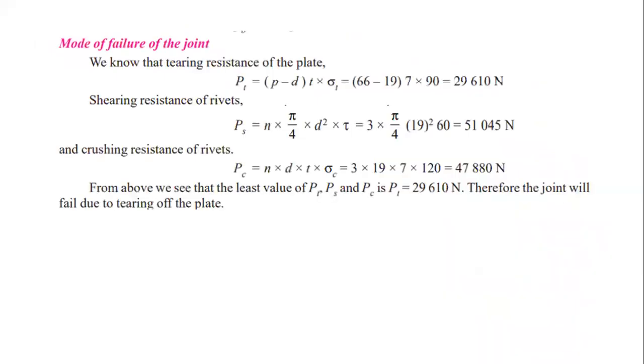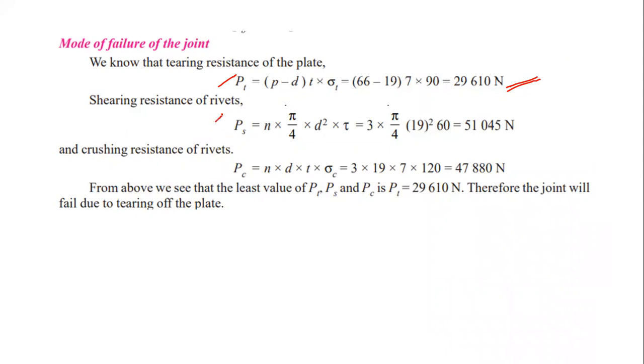Now to estimate the type of failure, you have to determine PT, PS and PC values. PT is the tearing strength. So tearing strength is P minus D into T into sigma T. Already we know the values P and D, T, sigma T. So this is the answer for tearing strength.